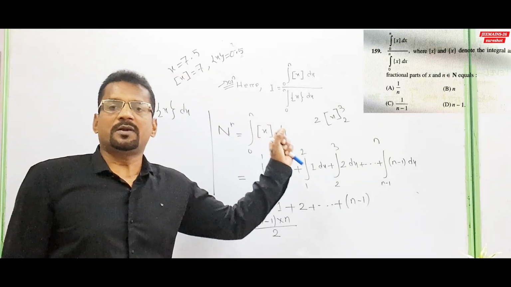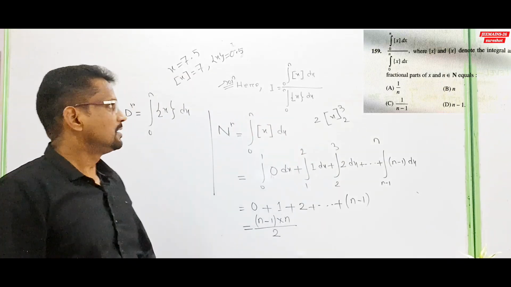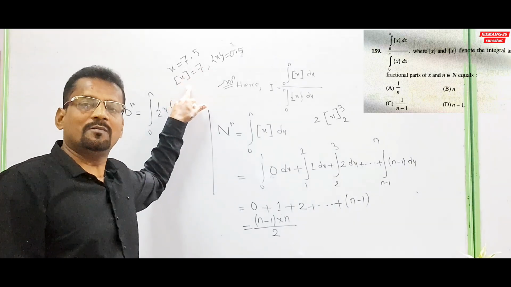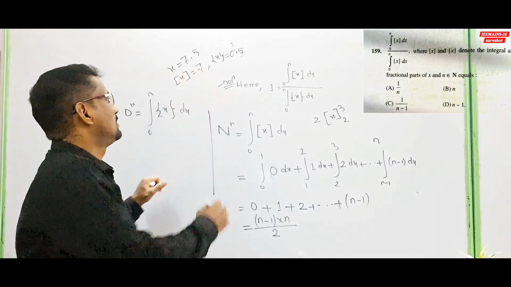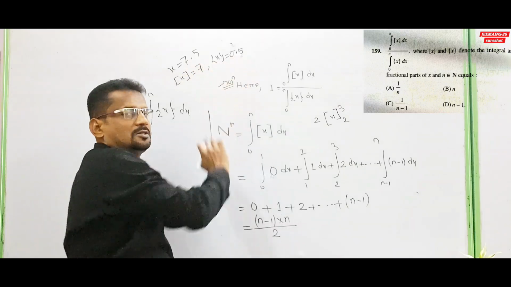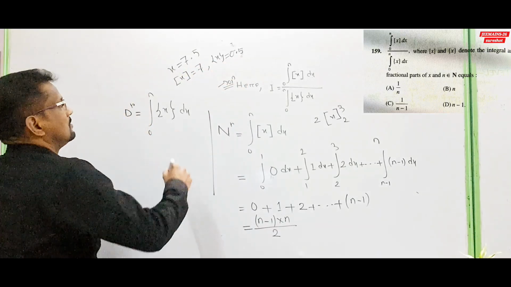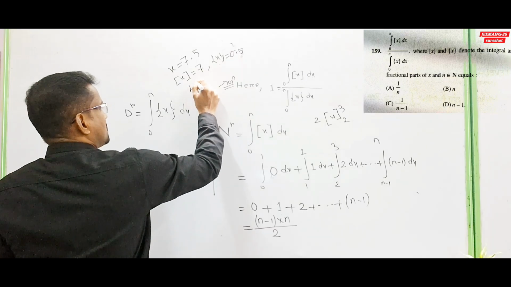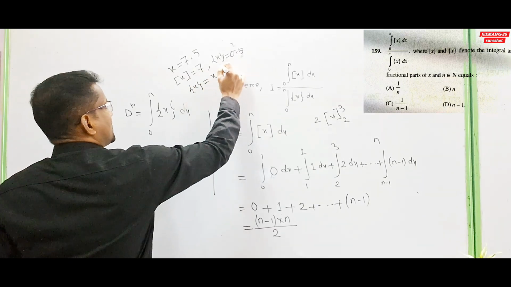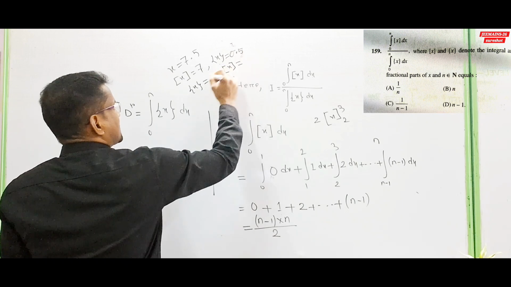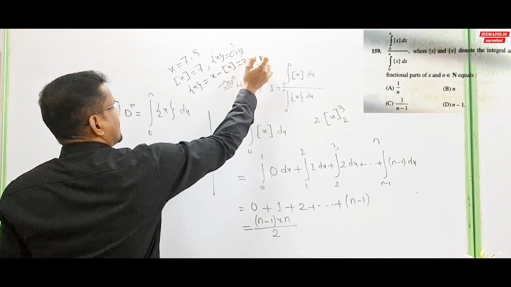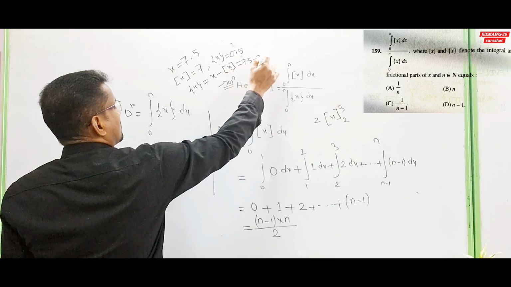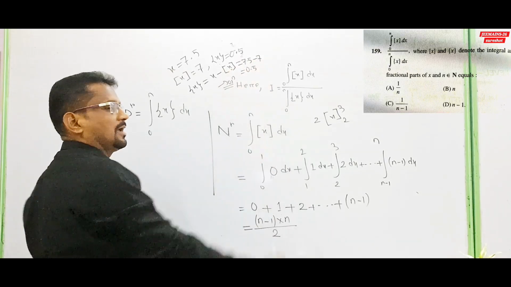Taking a particular example, let me explain the facts. Suppose x is 7.5. Then the integral part of that is 7, and the fractional part is 0.5. Now, this fractional part is nothing but x minus the integral part of x. x is 7.5, and the integral part is 7; subtracting, you will get 0.5. I think it's clear to you.